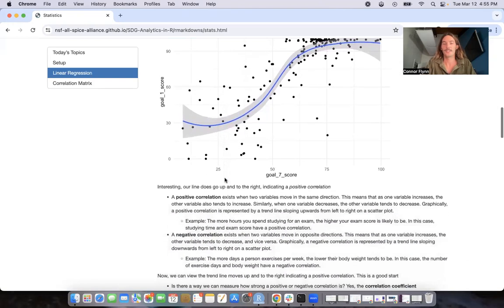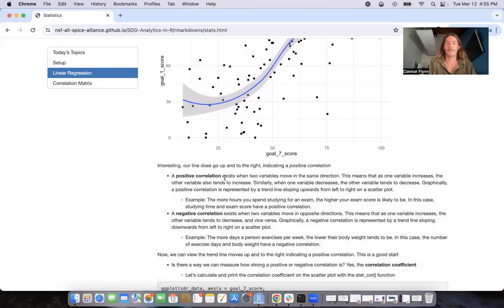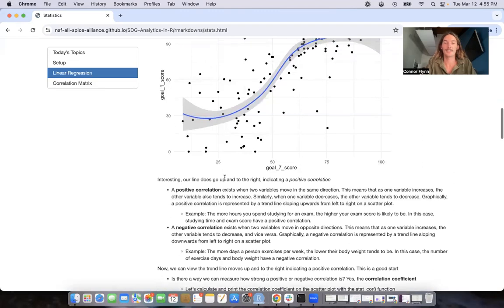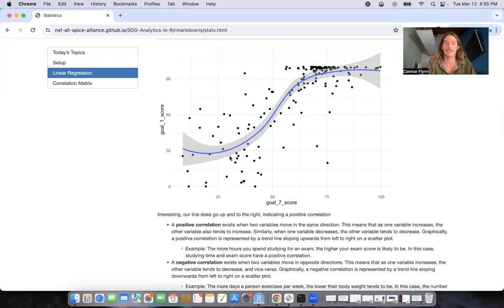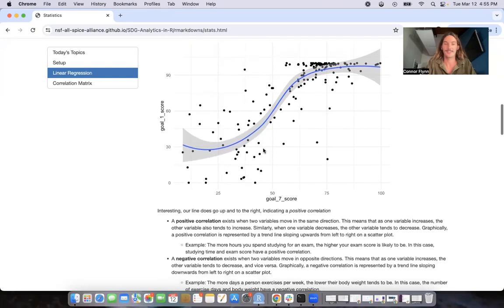So a positive correlation exists when two variables move in the same direction. This means that as one variable increases, the other variable also tends to increase. Similarly, when one variable decreases, the other variable tends to decrease. Graphically, a positive correlation is represented by a trend with a line sloping upwards from left to right on a scatter plot. So similar to what we see right here.